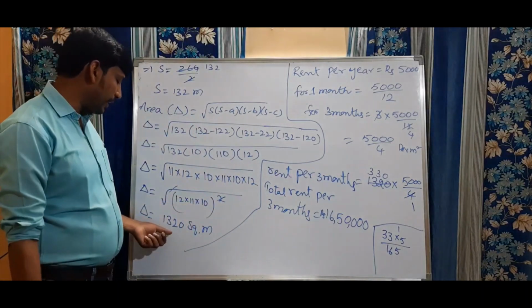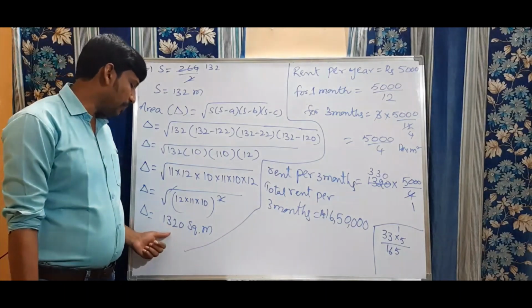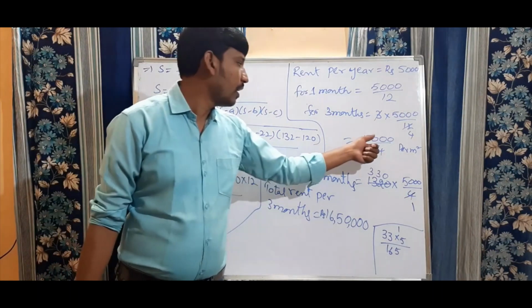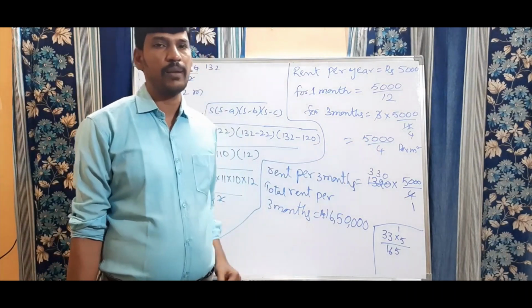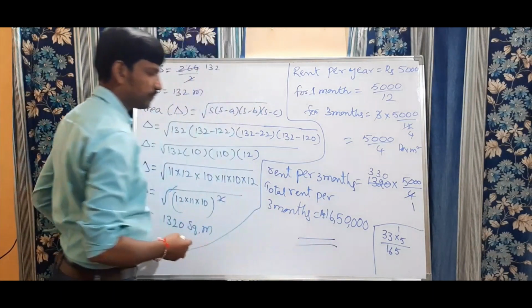But we got actually the area is 1,320 square meters. Just multiply 1,320 square meters with 5,000 by 4. You will get the total value. Is this clear, my dears? Please copy this.